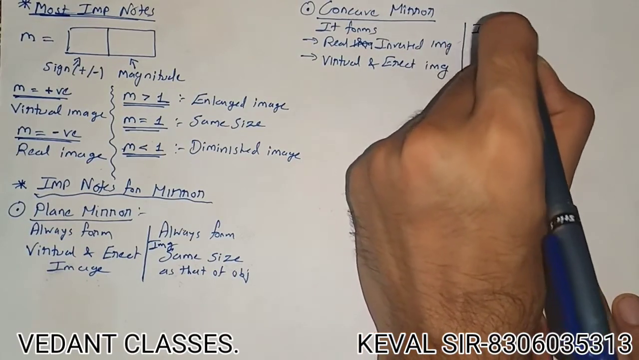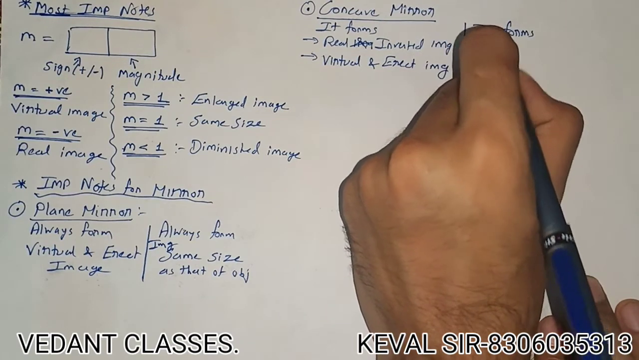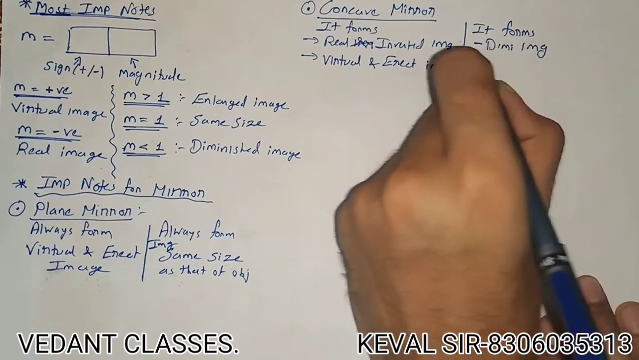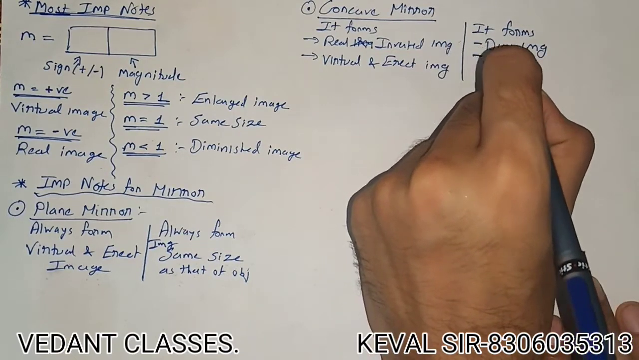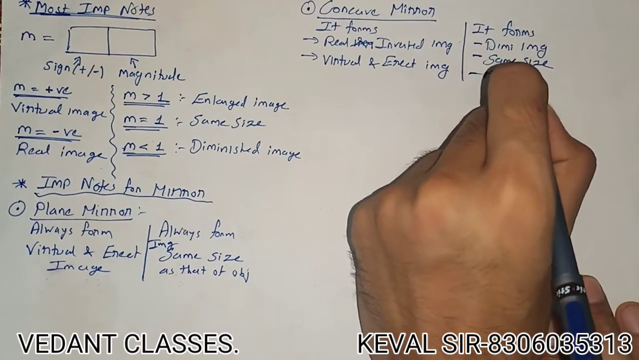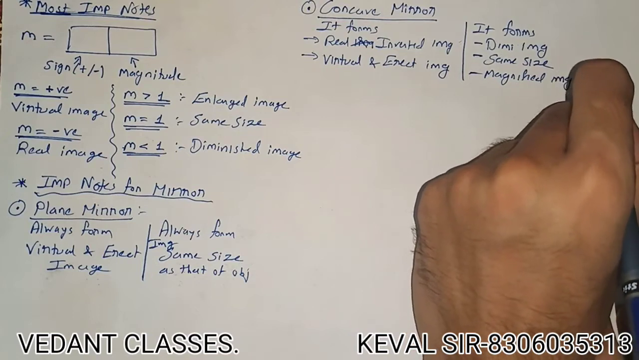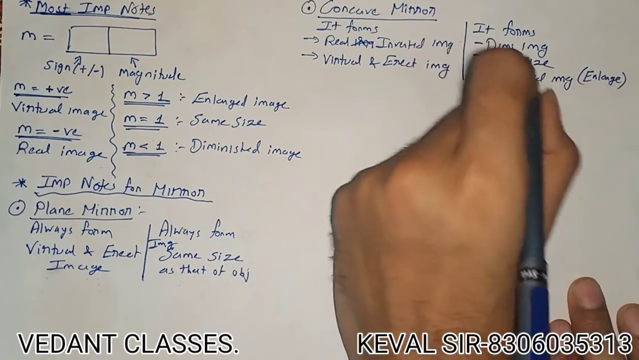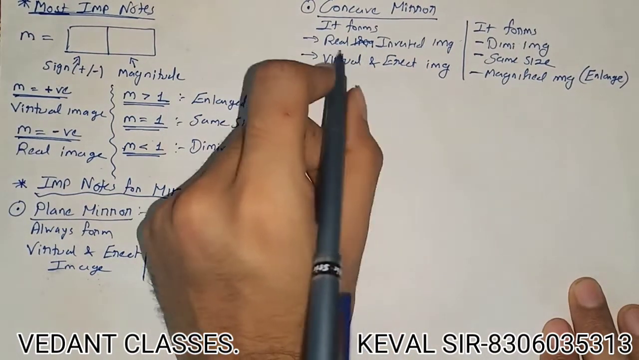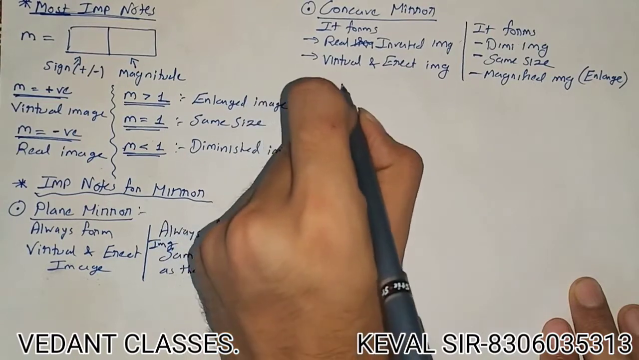Now it forms diminished image. It forms image of the same size. It also forms magnified, or you can say enlarged image. So it also forms all the 3 types of image. So this is the data for the concave mirror. This is the observation we get for the concave mirror.